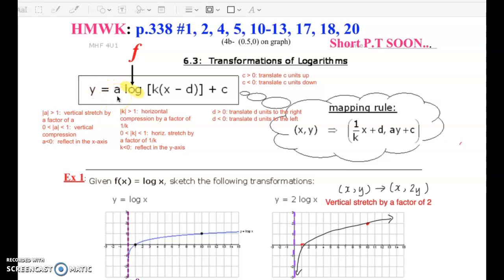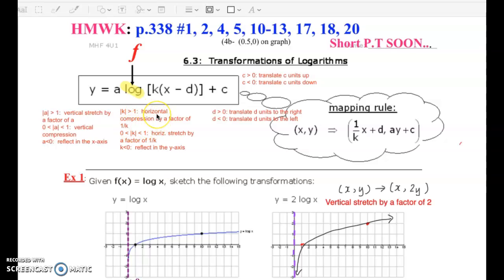So when the absolute value of a is greater than 1, it is a vertical stretch. If a is between 0 and 1, it's a vertical compression. And if a is negative, you reflect the graph of the function in the x-axis, so it's an upside down reflection. The k value, when we think about the horizontal parameters, we know that we have to use reverse logic. If the absolute value of k is greater than 1, it is actually a horizontal compression by a factor of 1 over k.